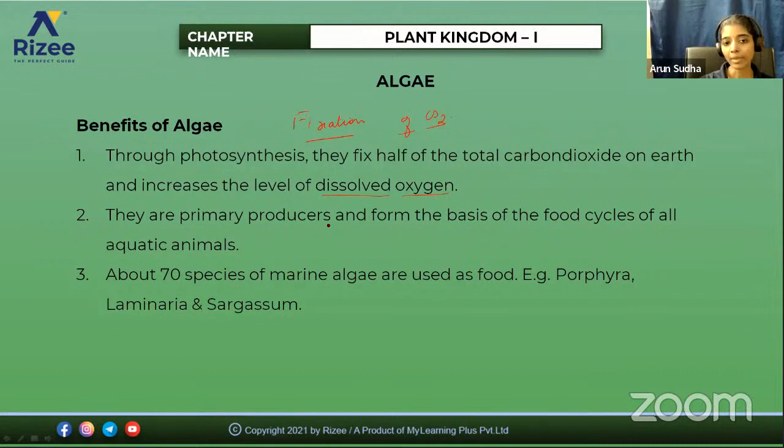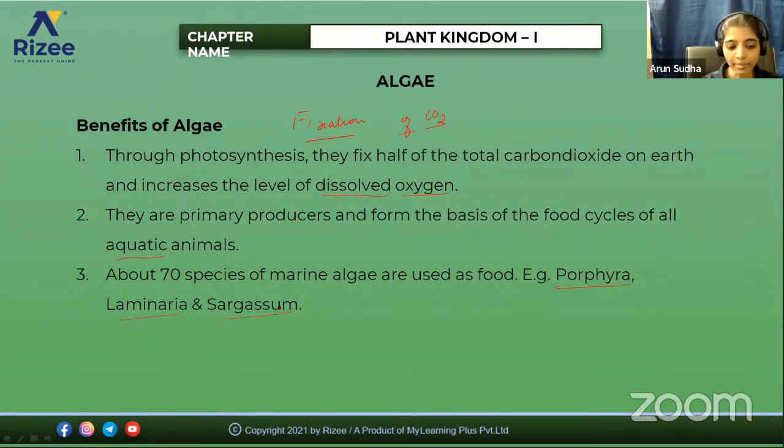And they are the primary producers, and they form the basis of food cycles of all aquatic animals. So many animals are dependent on algae for their food. And about 70 species of marine algae are used as food. Examples are Porphyra, Laminaria, and Sargassum. So these marine algae are used as food.